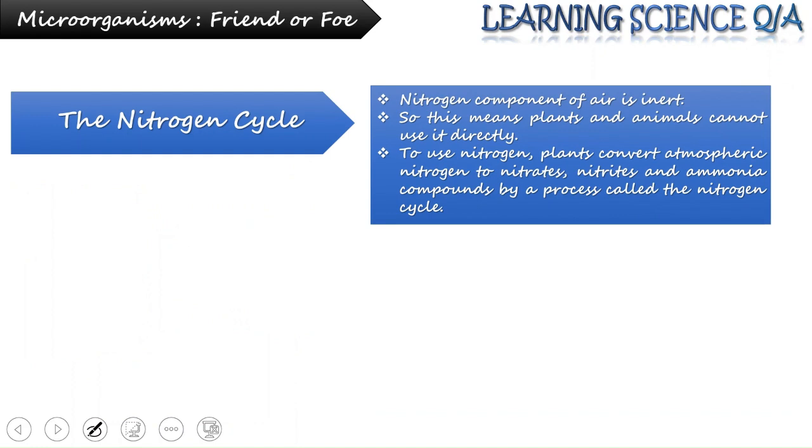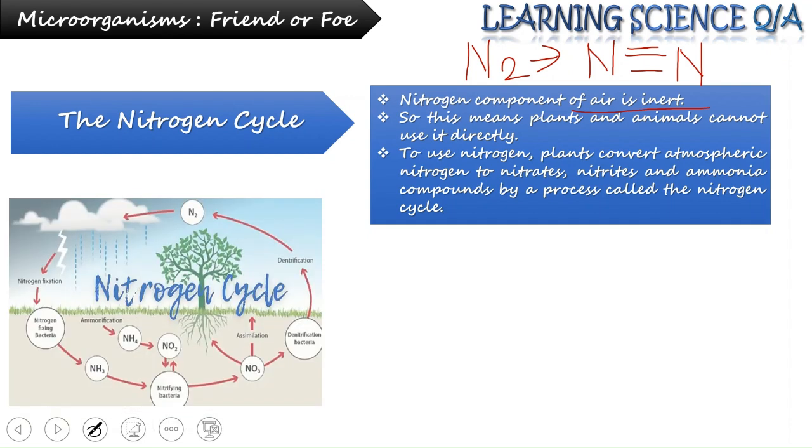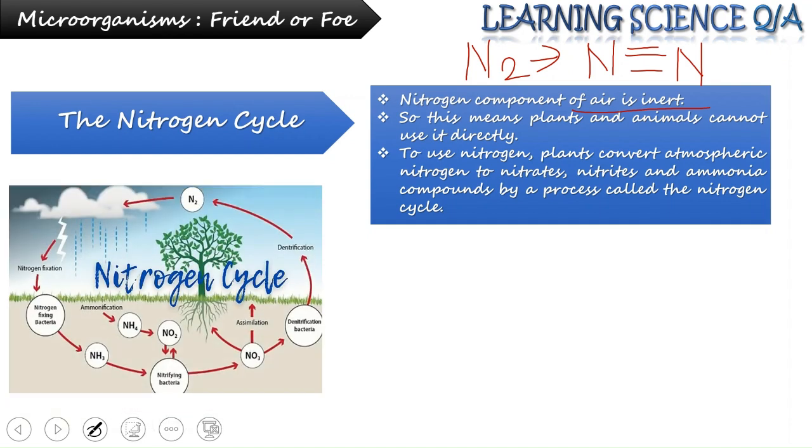Now, nitrogen, being the most abundant element in our atmosphere, is practically inert. That means it is present in its molecular form, which is N2, where two nitrogen atoms are bound by a triple bond. In this form, nitrogen is unavailable to the plant. Plants are not able to utilize this atmospheric form of nitrogen.